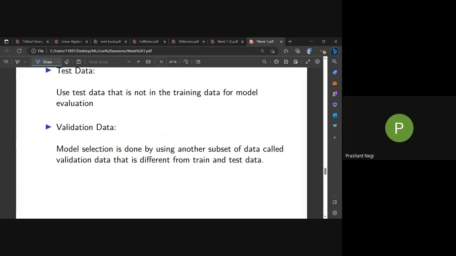Validation data is from the training data, but test data is different from training data. Test data is unseen data, but validation data is not unseen. It is a part of the training data, but you use that data to check the performance of the model, basically.